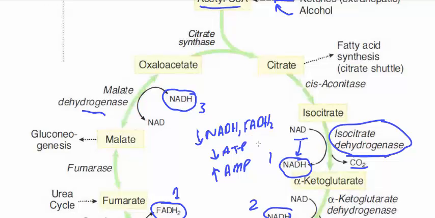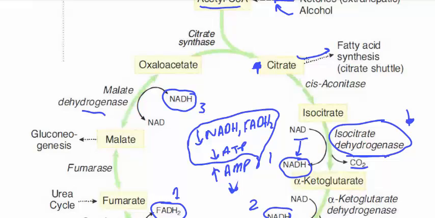But if NADH, FADH2 and ATP are high while AMP is low, then isocitrate dehydrogenase slows down. And once this slows down, citrate starts to accumulate. And if citrate starts to accumulate, this citrate leaves the mitochondria and enters into the cytoplasm for fatty acid synthesis and cholesterol synthesis, via the citrate shuttle.